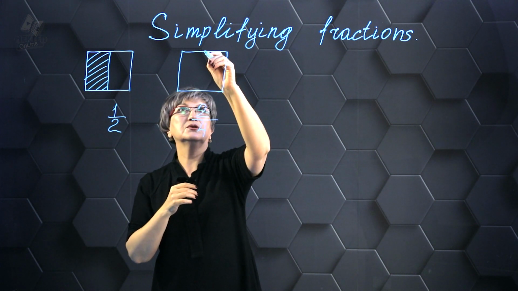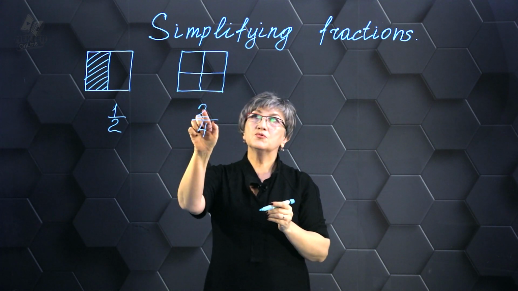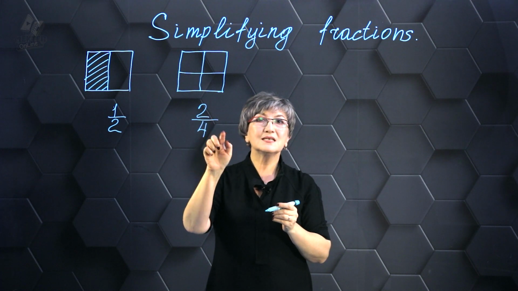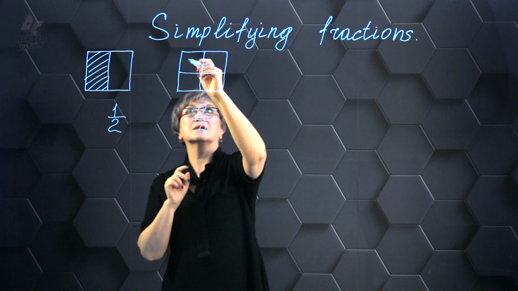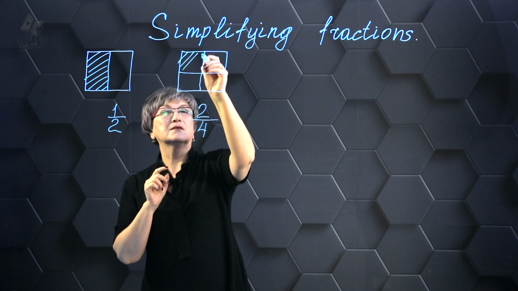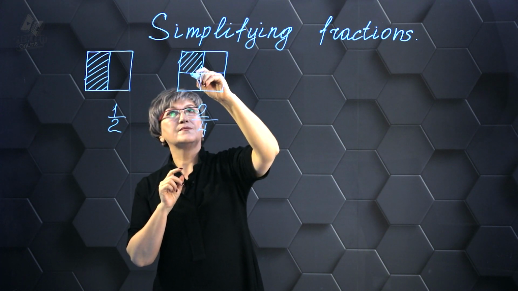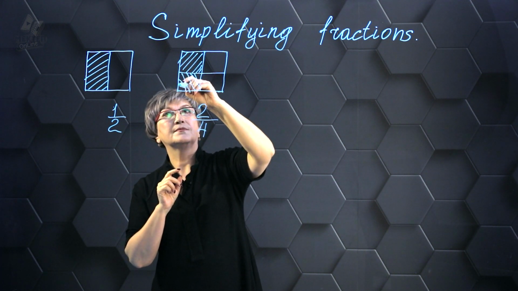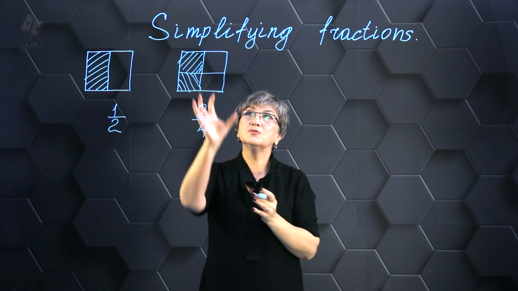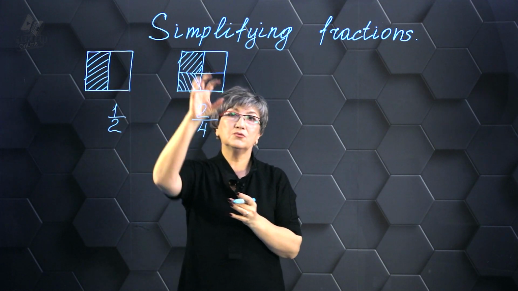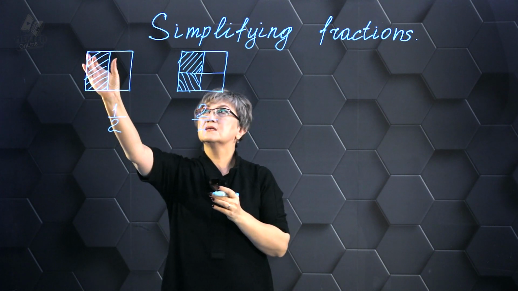Here I divide into 4 parts, so it is like this. Now I need to illustrate 2 parts out of 4 parts, so I simply have to color 2 squares. I color one square and color another square. Well, now what I want to demonstrate to you: we obtained completely identical shaded portions. Pay heed.